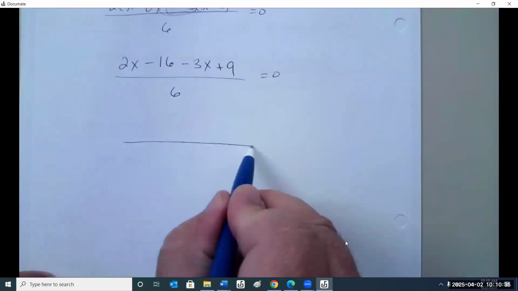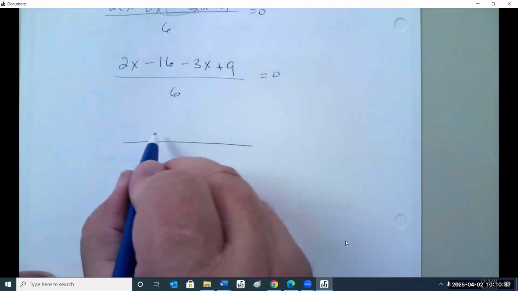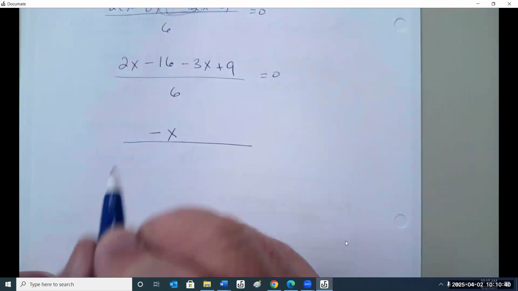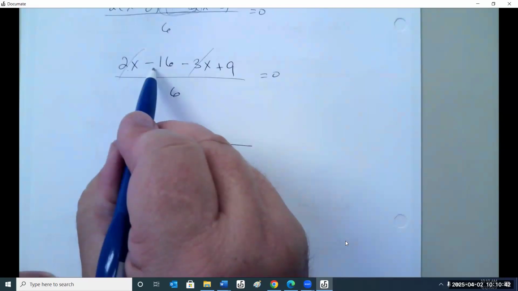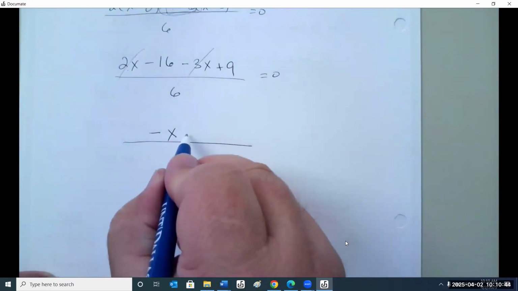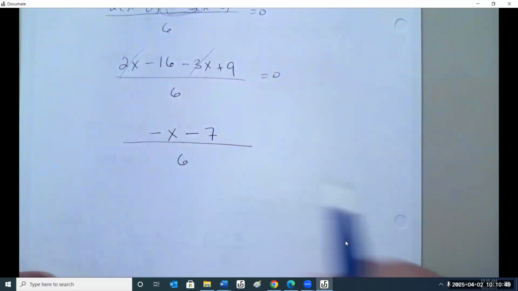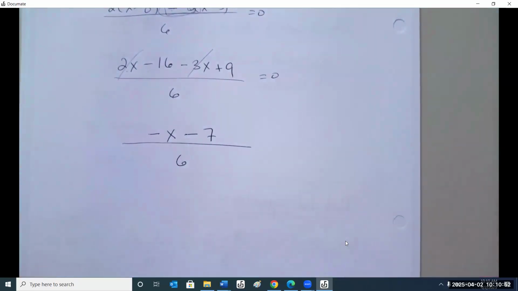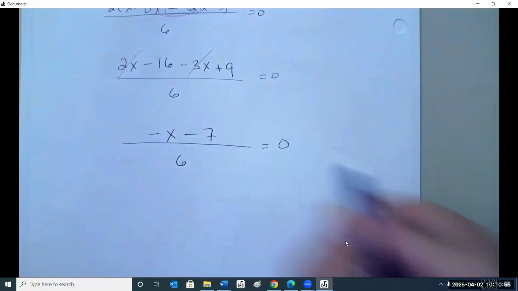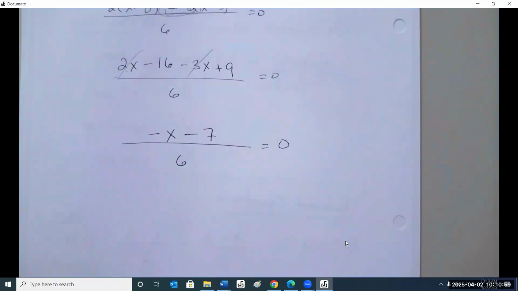Combine like terms. 2x minus 3x is -1x. -16 plus 9, 16 is bigger. 16 minus 9 is 7. So are we anywhere close? So what's our answer?